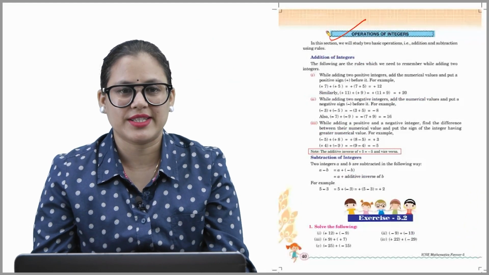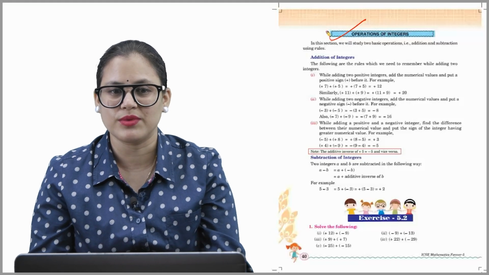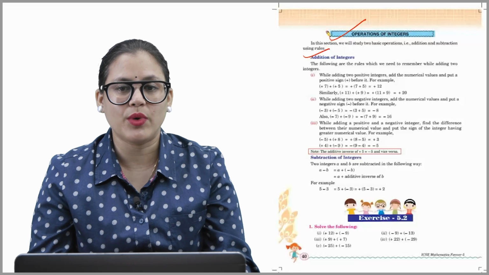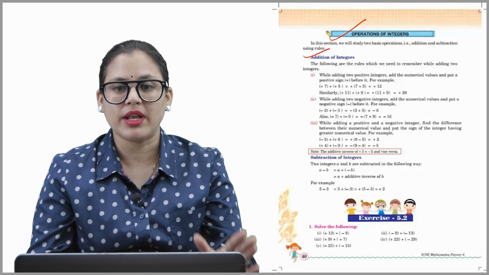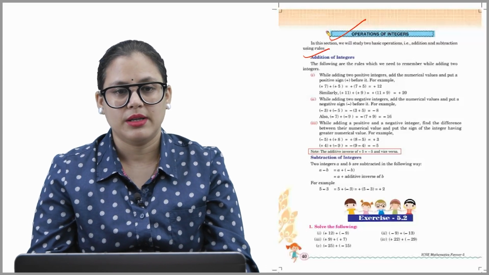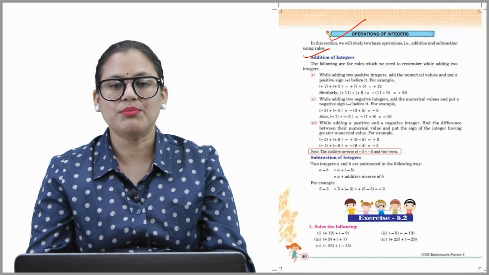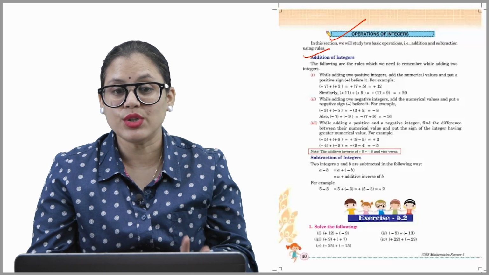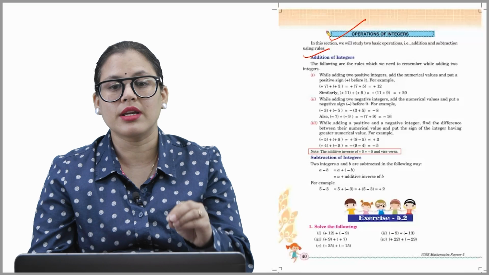Operations of integers. In this section, we will study two basic operations, that is addition and subtraction using rules. Addition of integers. The following are the rules which we need to remember while adding two integers. Number 1, while adding two positive integers, add the numerical values and put a positive sign before it. For example, plus 7 plus 5 is equal to plus 12. Similarly, plus 11 plus 9 is equal to plus 20.